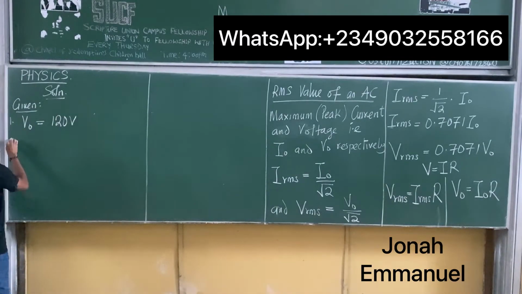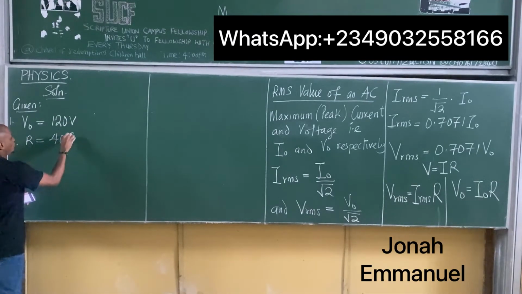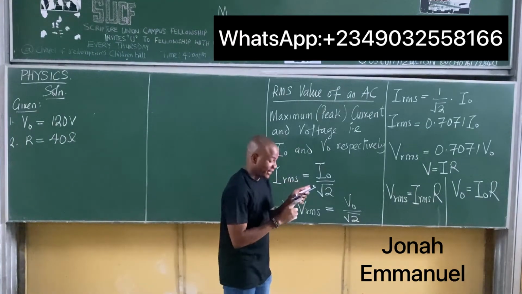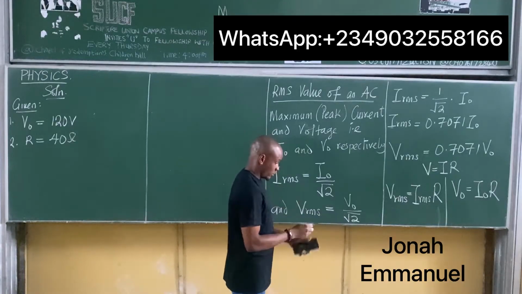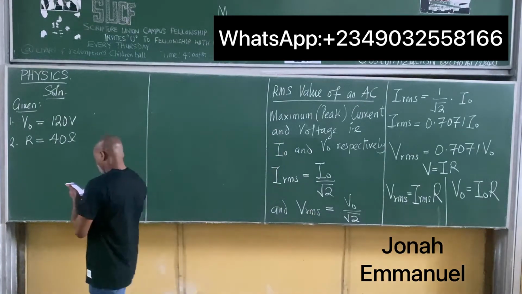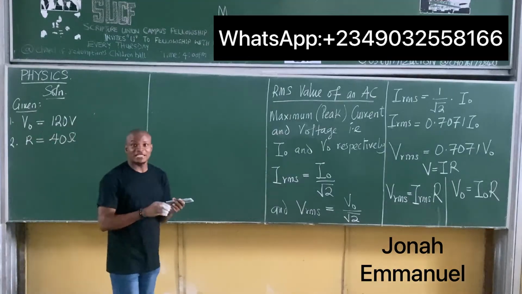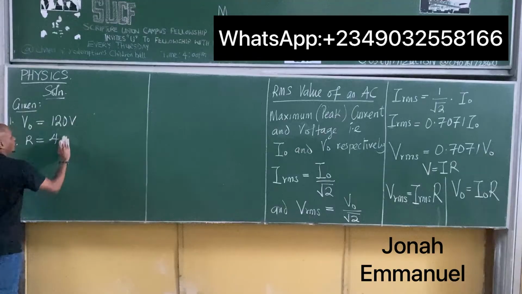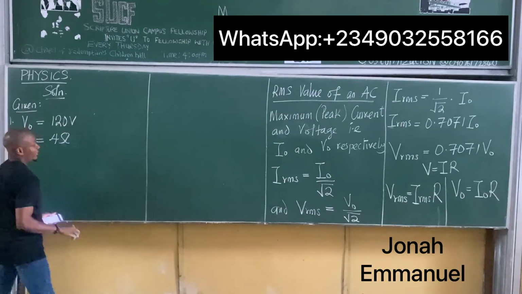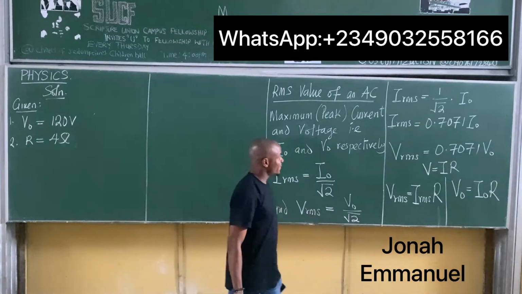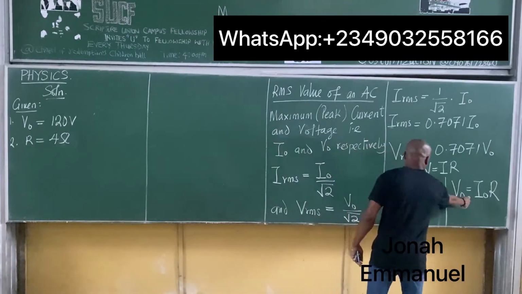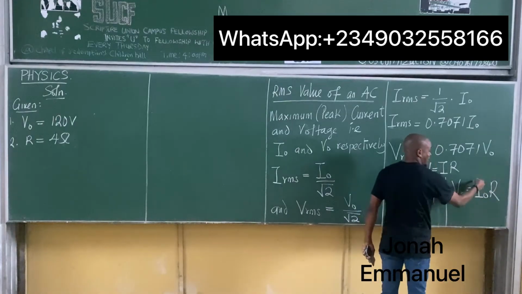Next they said, number two, across a resistor R of 4 ohms, you have to find the RMS value and peak current in the resistor. Okay, 4 ohms. Alright, you have to find RMS and peak value of current in the circuit. Easy. Start with this one. So let's get peak current first.